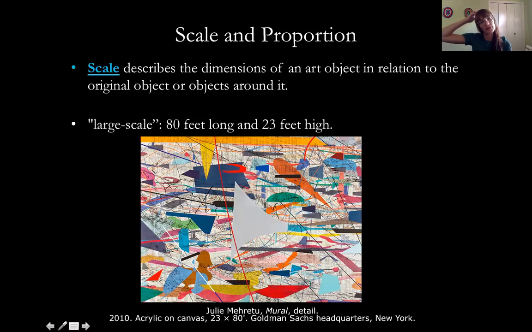Scale and proportion. These are other really great elements, or principles of design. So scale describes the dimension of an art object in relation to the original object or objects around it. I like to talk about this one by talking about an artist named Julie Mehretu. She's a contemporary artist, so she's still working today.